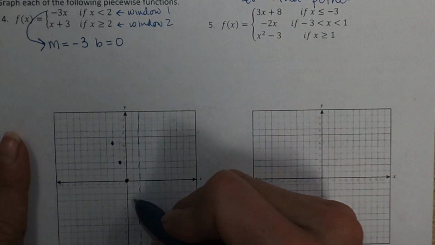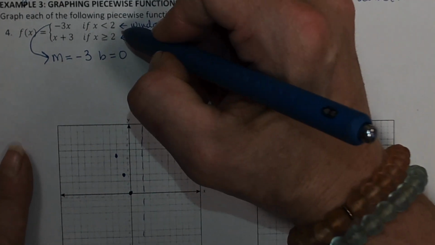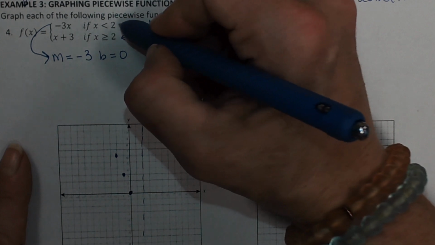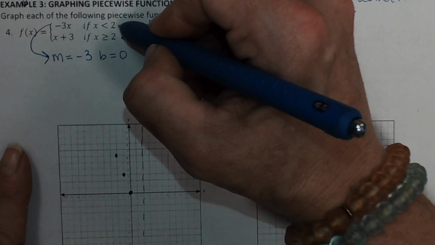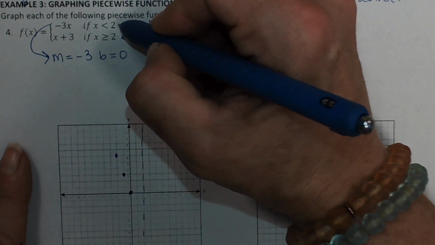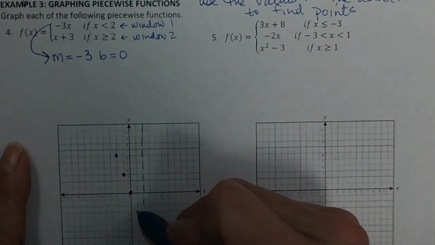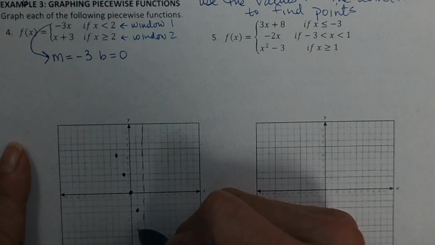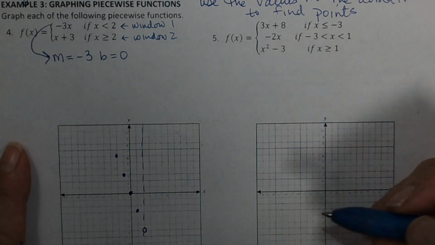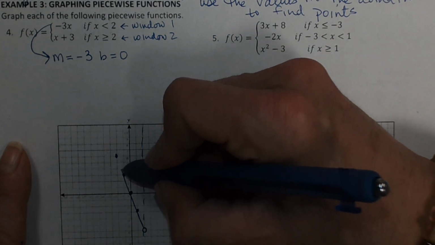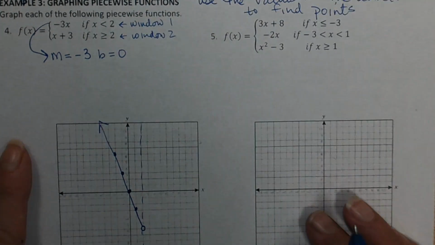Now I'm also going to go back this way, and pay attention. When I get to 2, that point is going to have to be open because this graph is not equal to 2, it's less than 2. So as I keep going with my slope down, when I get here, this point is going to be open. And so now I can graph that left side in window 1.